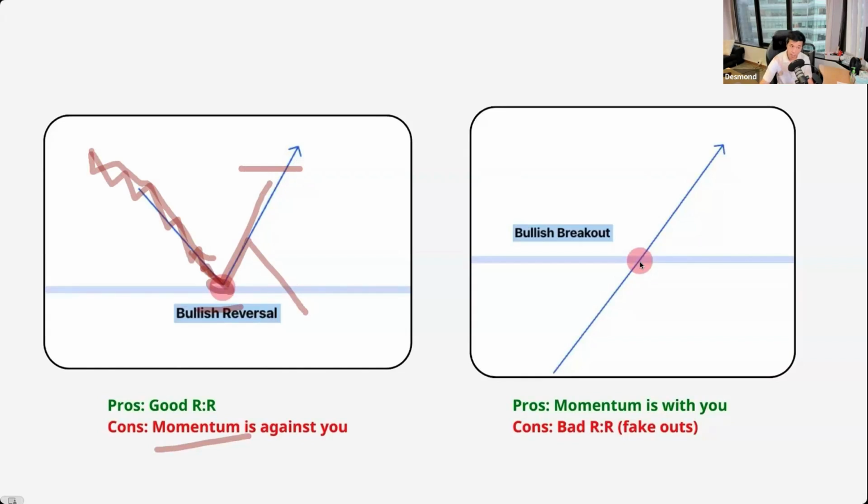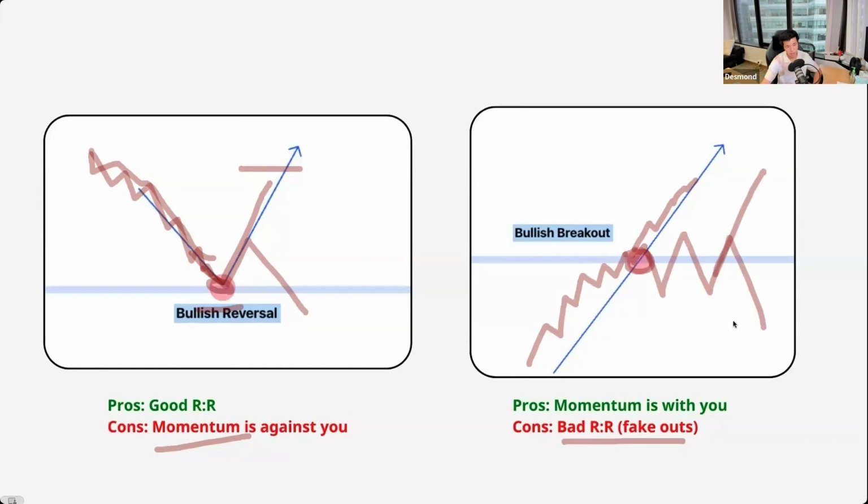Now, breakouts. The good thing is momentum is with you. Got momentum of prices coming up, and when a breakout happens, perfect, momentum will carry you out. The bad thing, and we've all experienced it, is the fake outs. That means you come up here, the market suddenly comes down, comes up, comes down, and then maybe it breaks out. Or sometimes it doesn't break out, it comes back down and you get stopped out.